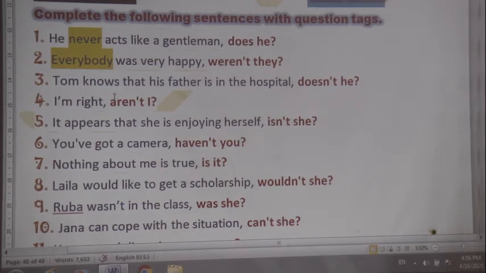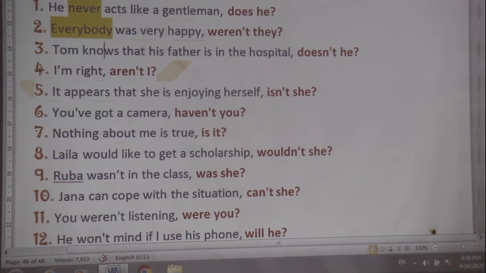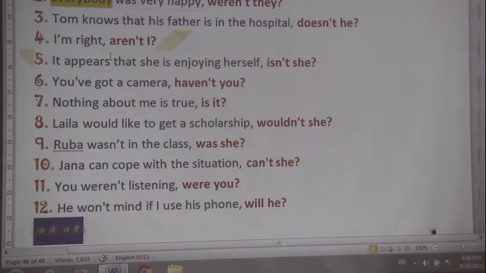Now, Tom knows that his father is in the hospital. Knows is in the present simple. I don't find a helping verb to invert, so as usual we use doesn't he. Don't forget to use a negative question tag because the statement is positive. Another one, and it's a very strange case, it's very strange for you: aren't I. Pay attention here. I'm right, so the negative will be, in this case, aren't I. It's a very strange form. I'm right, aren't I?